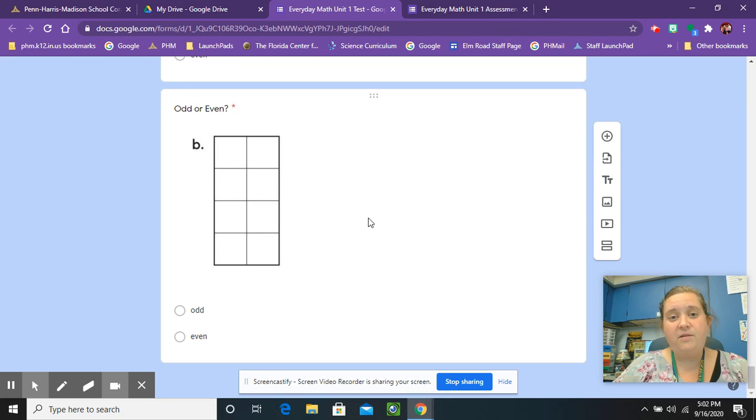And then when you get to the odd or even part B question, that will be the end of your quiz. And then you hit the word submit. When you hit the word submit, you will turn it in to your teacher, and then she will get your grade right away. So make sure that you do a really good job.